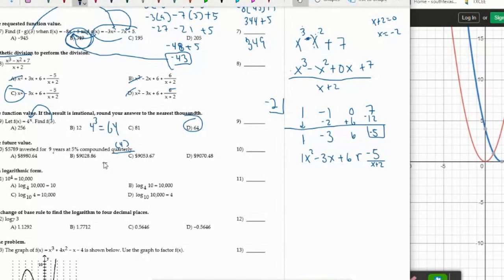So you would go 5,789 times 1 plus. It's always 1 plus our interest rate. So in this case it would be 0.05, and put it in decimal, over the amount of times you compound it. So 4. And then you raise it to the amount of years, which in this case is 9. And then you multiply by the compound.